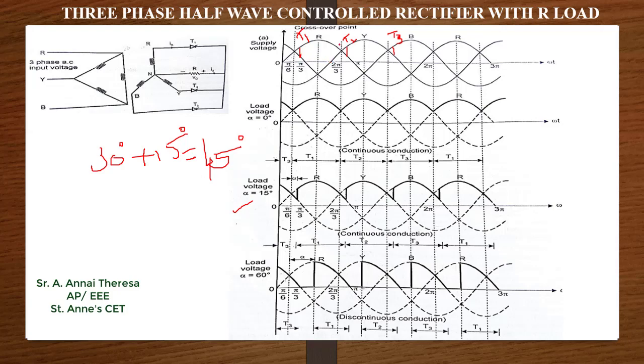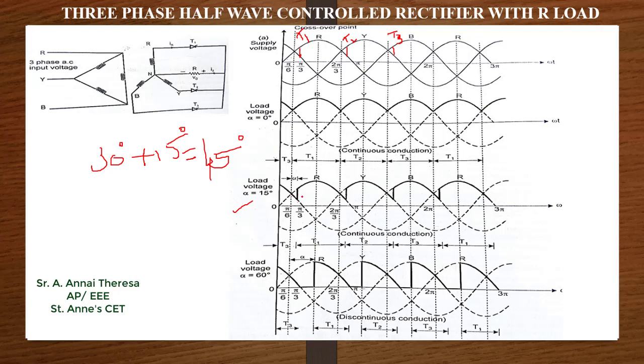Then for Y phase, this is 30 degree, then this is 45 degree. Then for B phase, this is 30 degree and this is 45 degree. So at this 45 degree, T1 is triggered. Here Y is maximum, so T2 is triggered. Here B is maximum, so T3 is triggered. Hope you understood.